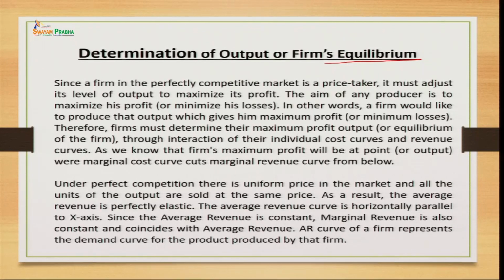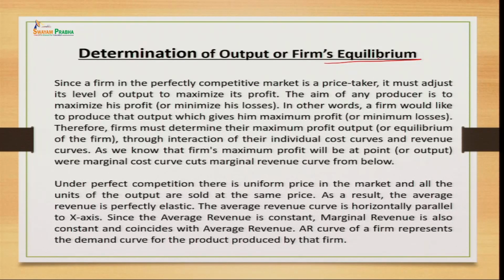Now, let us look at the determination of output or firm's equilibrium. Like I said, a perfectly competitive market is a market where the firms are price takers. So, they always focus on their equilibrium point. They want to produce up to the point where they will have a lesser cost, so that they would be able to increase their profit margin. So, how are they going to determine the price and output, right? Determination of price we have already seen. The determination of price under this market takes place with the interaction of demand and supply.